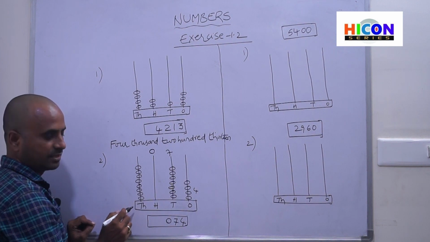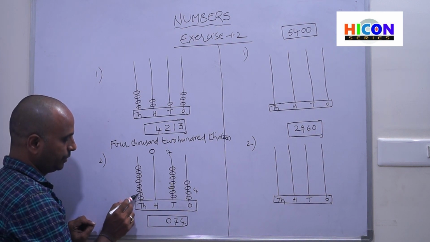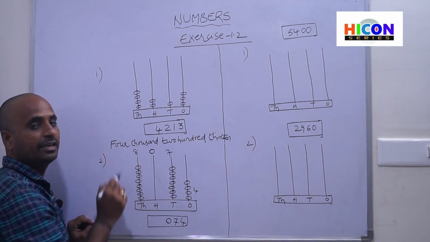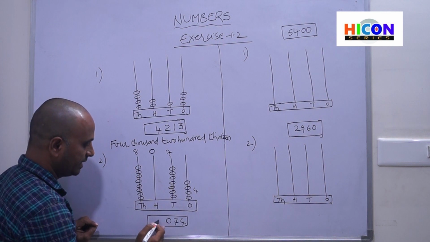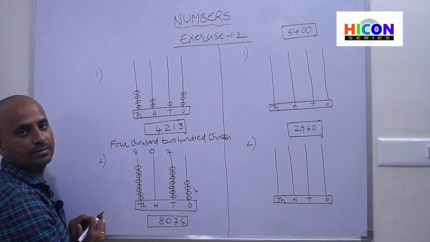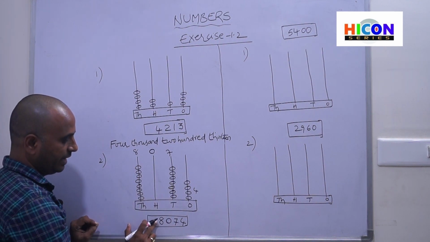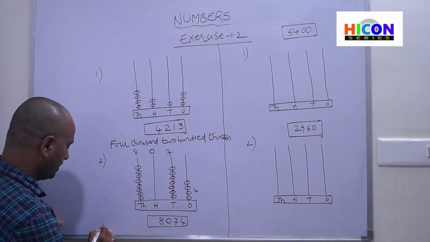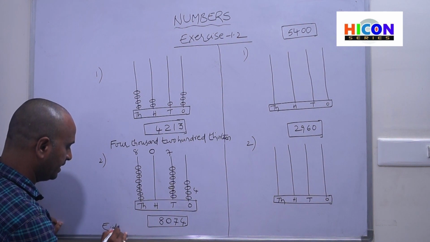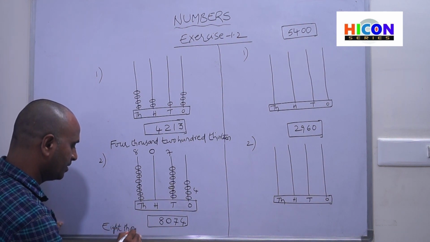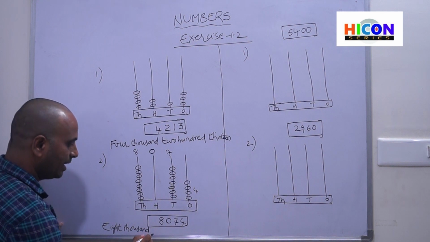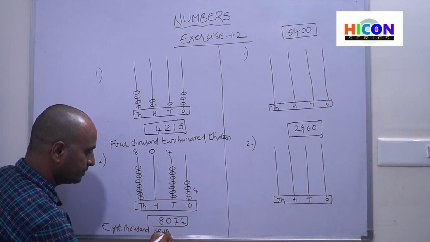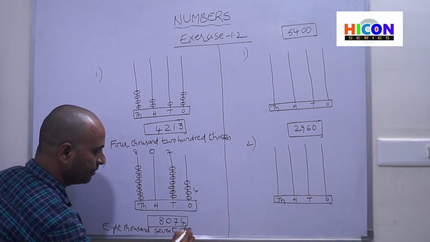And the thousands place stick contains 1, 2, 3, 4, 5, 6, 7, 8, so 8 beads. That means 8 is present in the thousands place. So the number is 8074. The number name is 8000 because 8 is present in the thousands place, and there is no hundreds place digit, so 74.